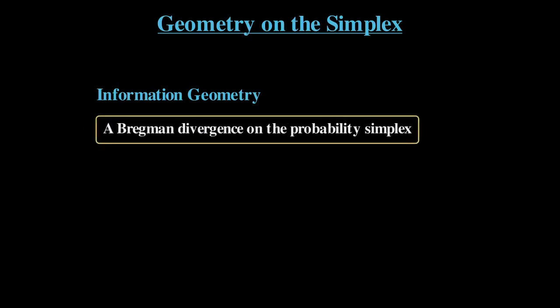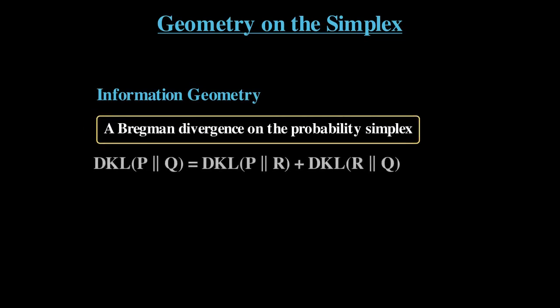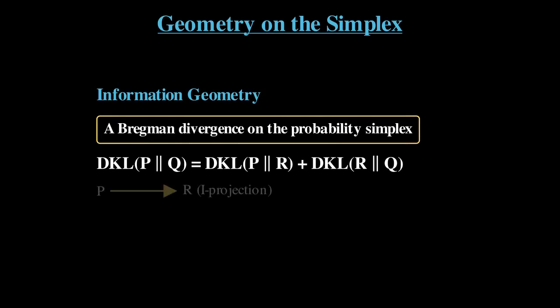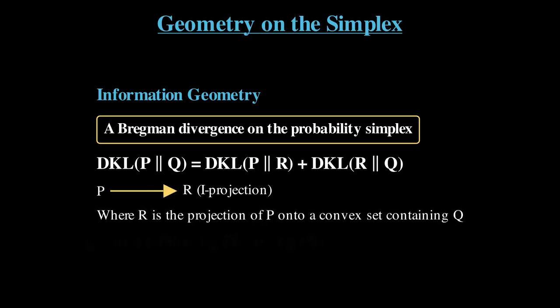The KL divergence also has a beautiful geometric interpretation. Consider the space of all probability distributions over a finite set, which forms a shape called the probability simplex. On this space, the KL divergence is a specific type of distance-like function known as a Bregman divergence, generated by the negative entropy function. This structure leads to a generalized Pythagorean identity.